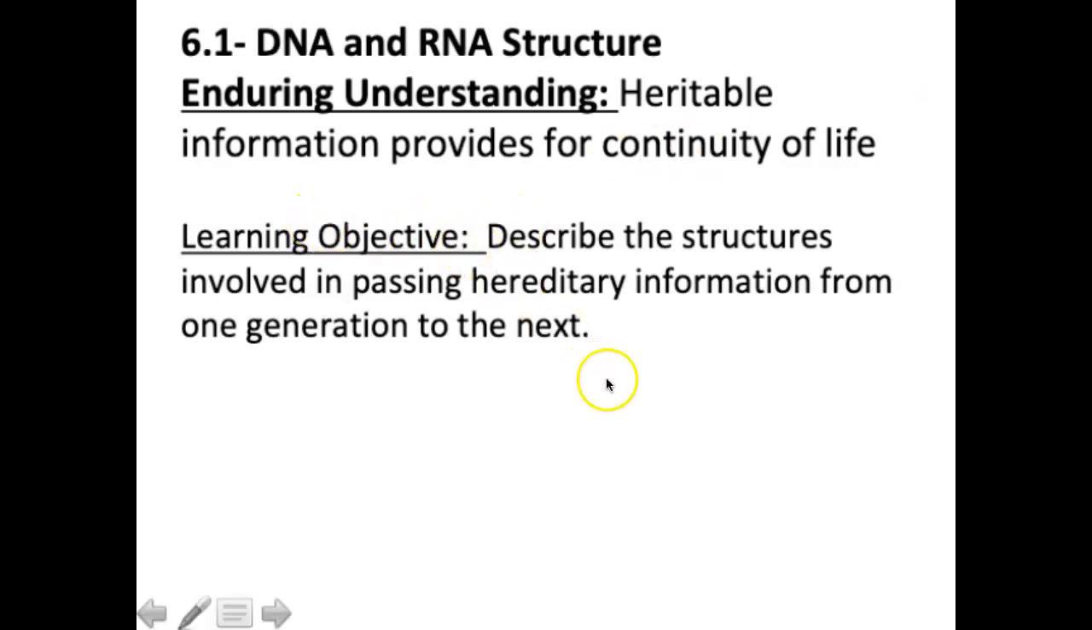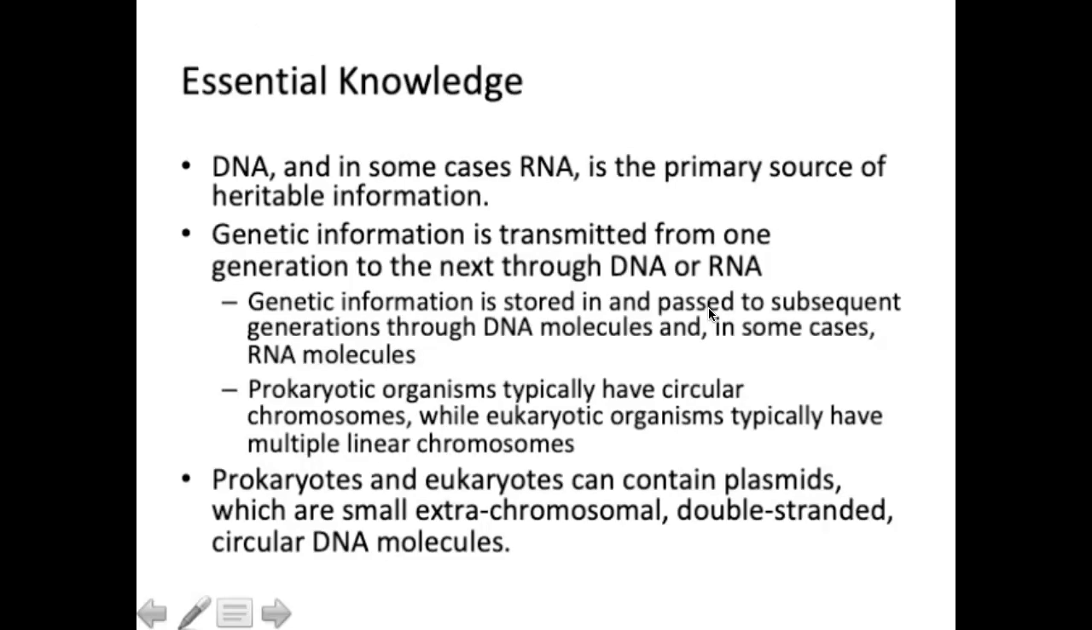And the learning objective for this section is to describe the structures involved in passing hereditary information from one generation to the next. So that hereditary information is DNA and RNA. So that's our learning objective. We want to be able to explain that. And the essential knowledge that we need to gain as we do that is that DNA, and in some cases RNA, is the primary source of heritable information.